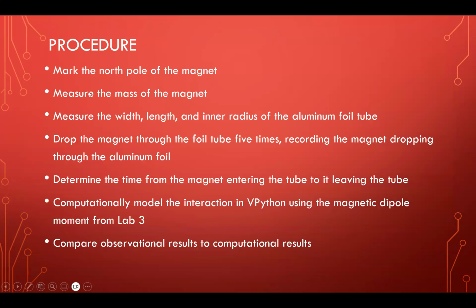The procedure was that we marked the North Pole of the magnet, and measured the mass, width, length, and inner radius of the aluminum foil tube, and the mass of the magnet. We dropped the magnet through the foil tube 5 times, recording the time that the magnet took to fall through the tube. We're going to computationally model the interaction in VPython using the magnetic dipole that we found from lab 3, and then compare the observational results to the computational results.